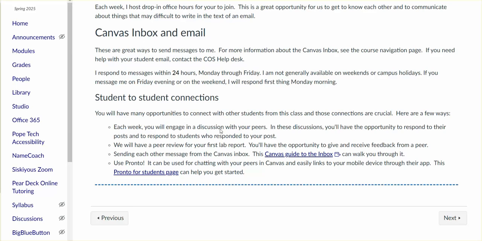And then there's also ways that you can interact with your peers. You can send them messages through the Canvas inbox, or you can use Pronto. We also have a student lounge in this class, and that's another way that you can interact with your peers.